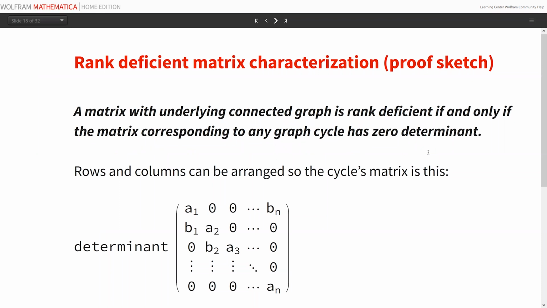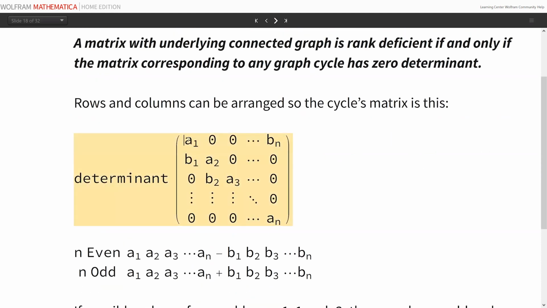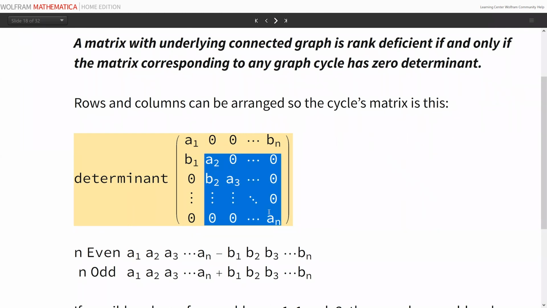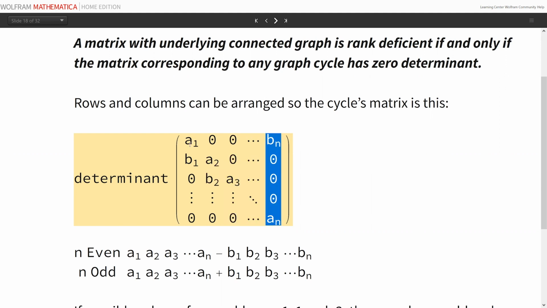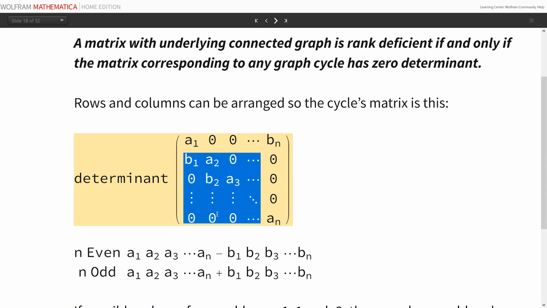Well, it turns out that a matrix with an underlying connected graph is rank deficient if and only if the matrix corresponding to any graph cycle has 0 determinant. And so you can order your rows and columns so the cycle's determinant looks like that. Thinking about how you used to compute determinants by hand, it's going to be that one times the determinant of this thing. So that's the product of all the A's. And then plus or minus, depending on how many you have to count along here, this one times the determinant of this thing here, which is the product of all the B's.